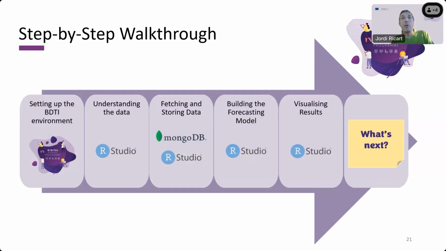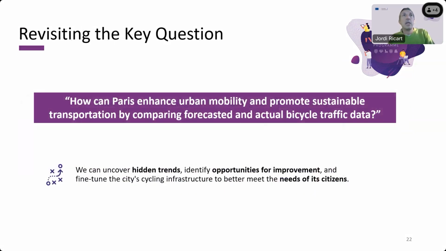What's next? So what to do after that? Let's think on our initial question. At the start of the session, we posed a central question: how can Paris enhance urban mobility and promote sustainable transportation by comparing forecast and actual bicycle traffic data? Now that we've walked through the process of collecting, analyzing, and forecasting the bike traffic data, we can return to this question with a deeper understanding.